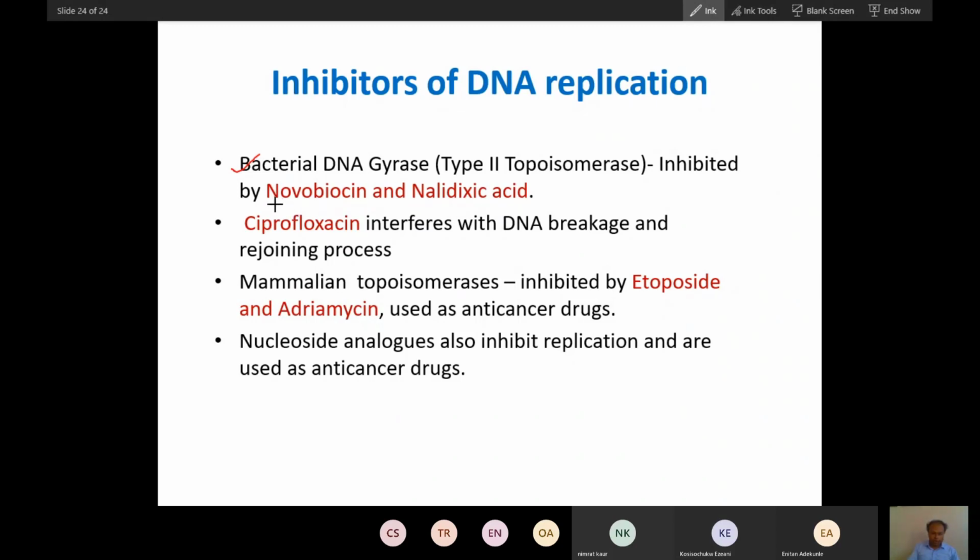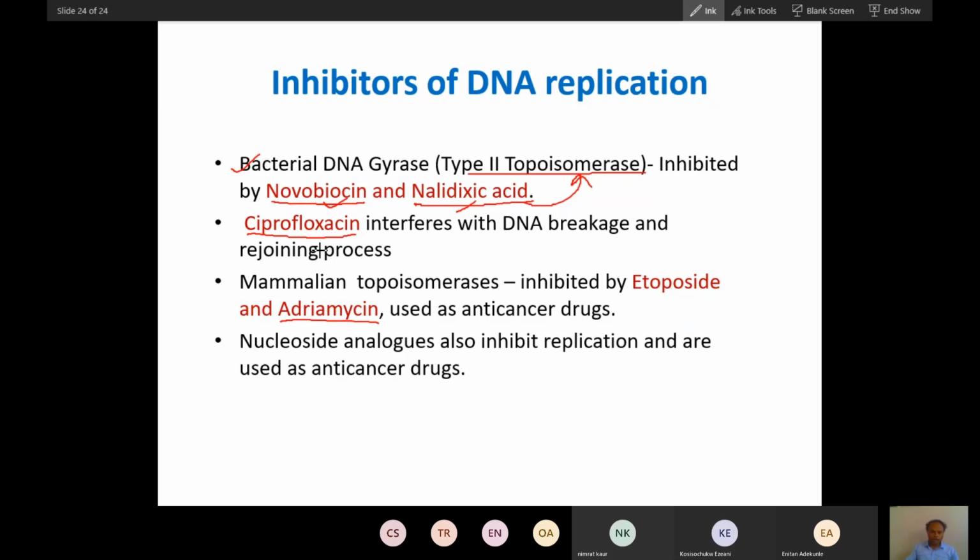Now there are many types of inhibitors, you will study these in pharmacology and microbiology. You can see novobiocin, nalidixic acid, ciprofloxacin, and so on. These all inhibit the topoisomerase enzyme. There are two types of topoisomerase: topoisomerase 1 and topoisomerase 2. These antibiotics inhibit topoisomerase 2 of bacteria. This topoisomerase 2 is called DNA gyrase. You will study all these things in microbiology.